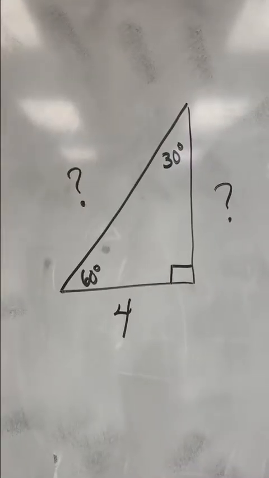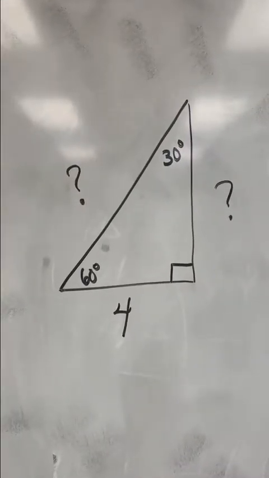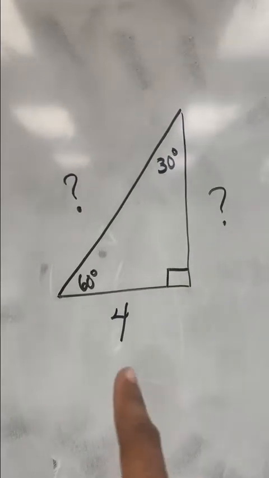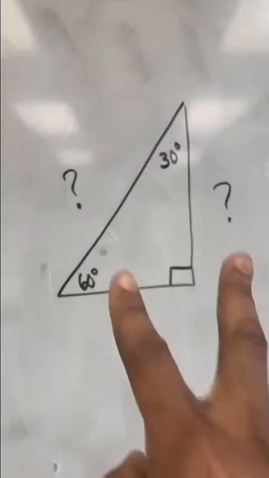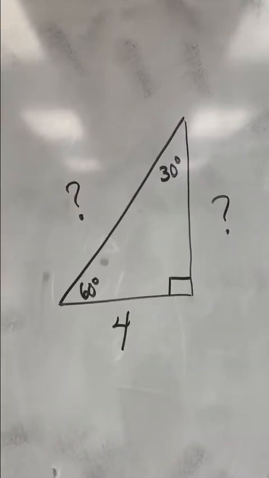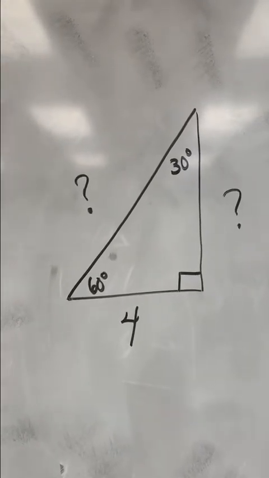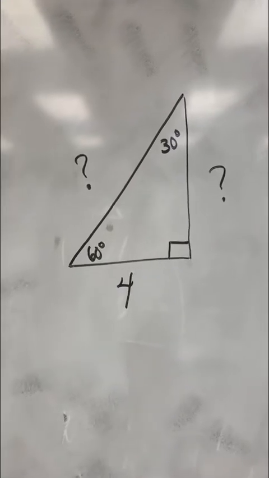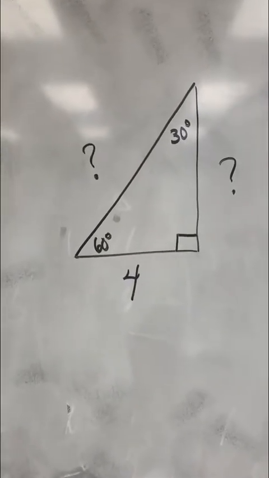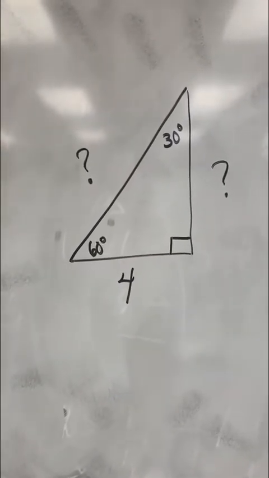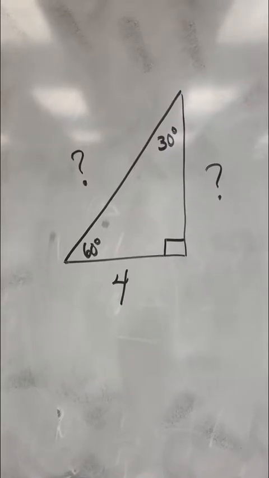So here's an example of what can be asked of you if you have a 30, 60, 90 with one side given. Now you have two missing sides. So the Pythagorean theorem works if you have one missing side, but not if you have two missing sides on your right triangle. But because this is a special triangle, that's still enough information to figure out the whole triangle.